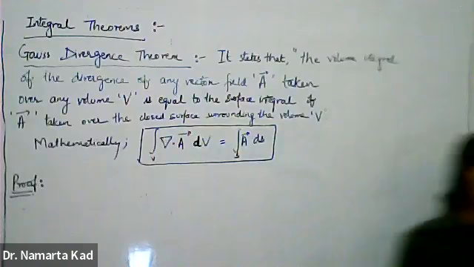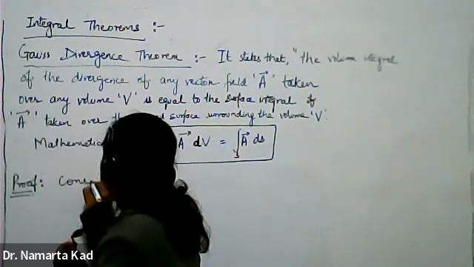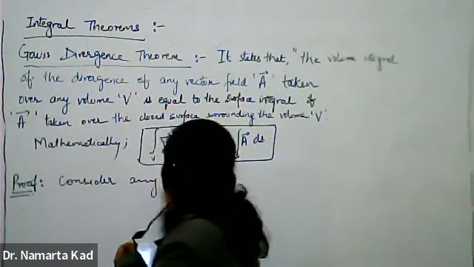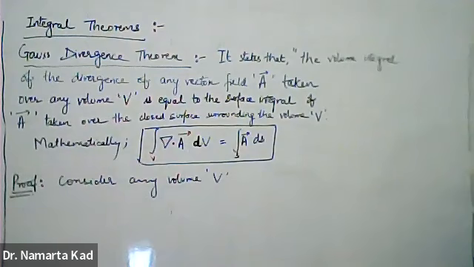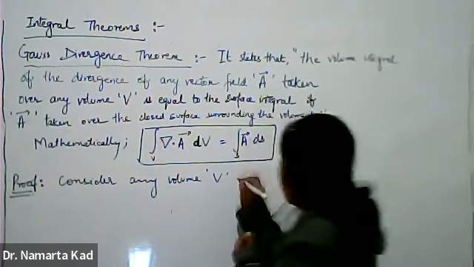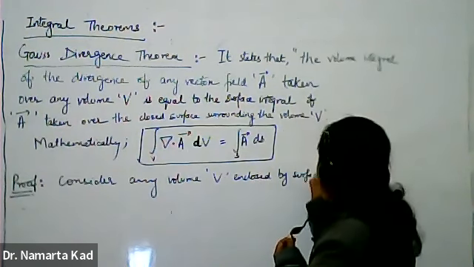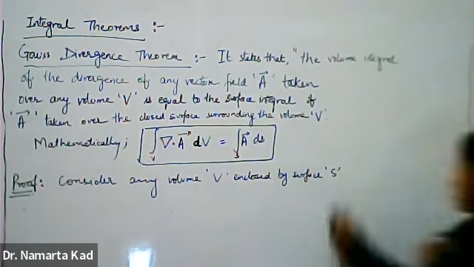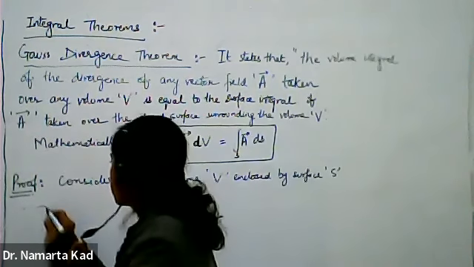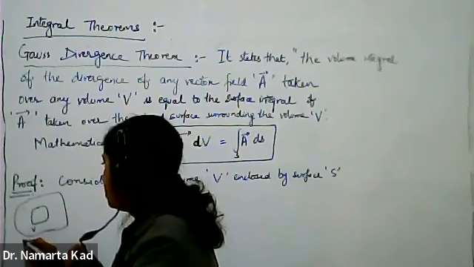So let's start with the proof. Simply starting with the first step: consider any volume V of any shape enclosed by the surface S. Just draw it like this. And here it is the volume V.